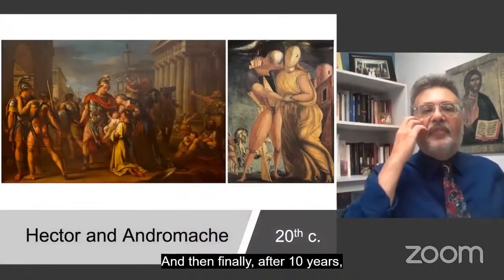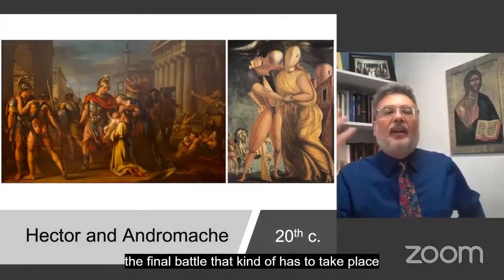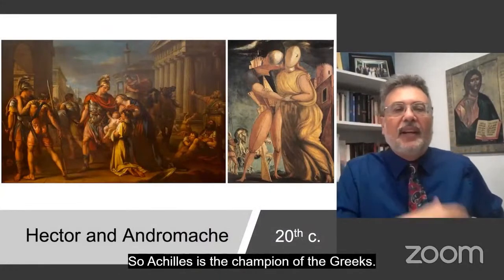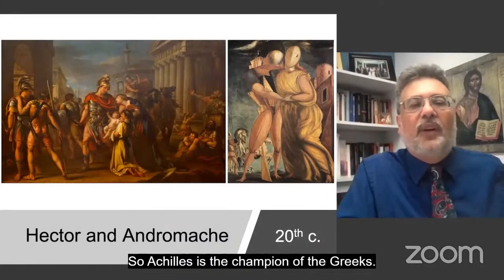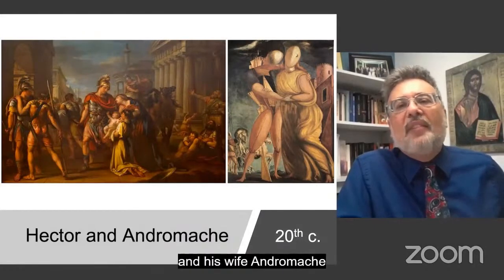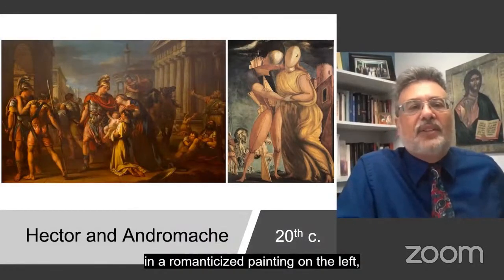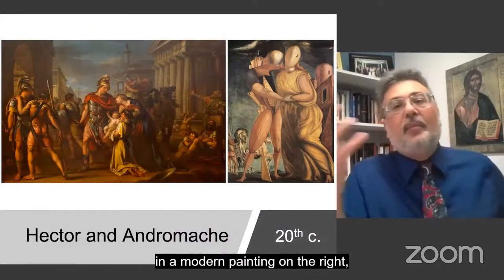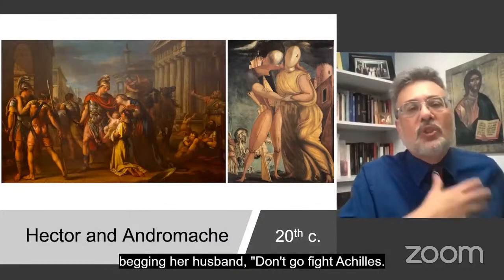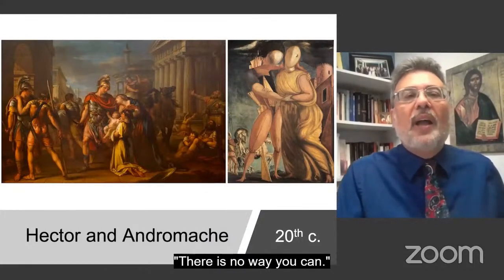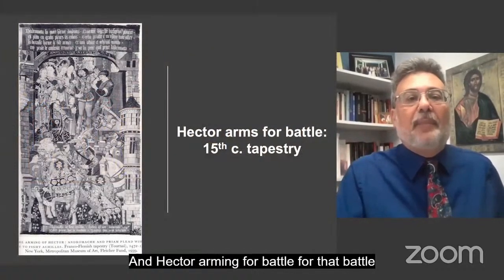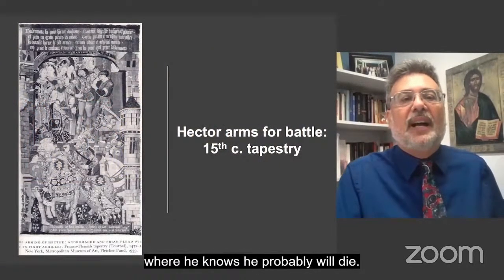And then finally, after 10 years, the final battle that kind of has to take place between the champion of one and the champion of the other. So Achilles is the champion of the Greeks. Here is Hector, the champion of the Trojans, and his wife Andromache in a romanticized painting on the left, in a modern painting on the right, begging her husband, don't go fight Achilles. There is no way you can. And Hector arming for battle, for that battle where he knows he probably will die.